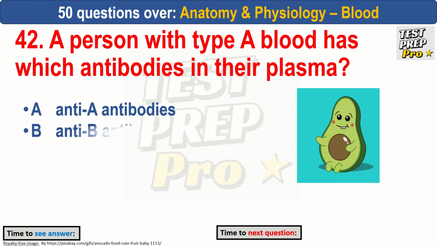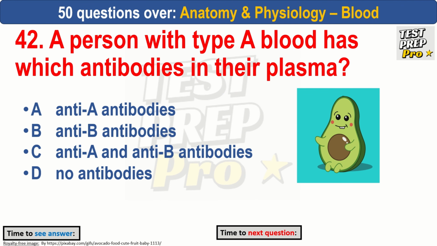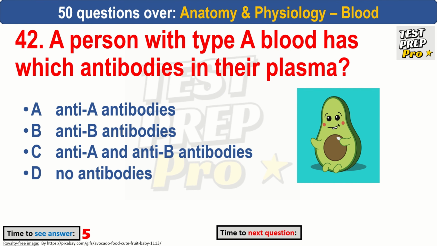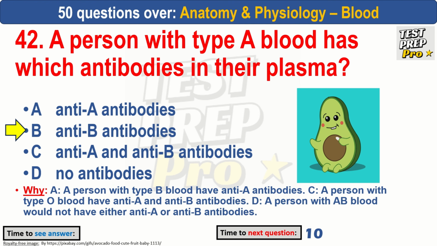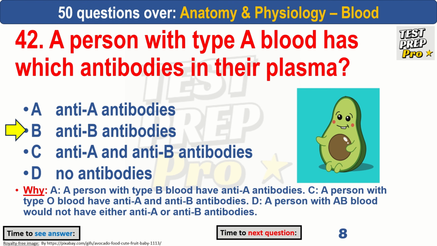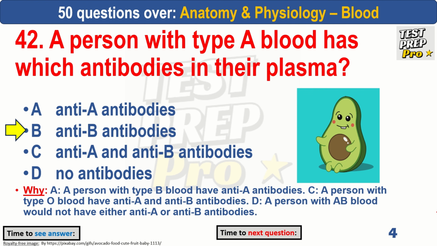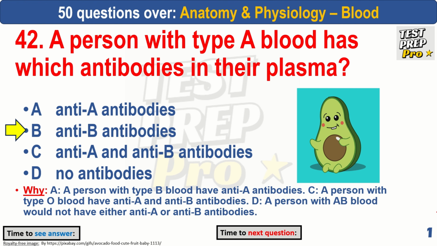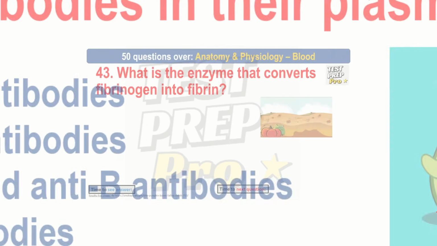A person with type A blood has which antibodies in their plasma? Is it anti-A antibodies? Is it anti-B antibodies? Is it anti-A and anti-B antibodies? Or is it no antibodies? These are really common questions if you're taking an A&P class. It's going to be anti-B antibodies. Because remember, the person has A proteins on the outside of red blood cells, but they have anti-B antibodies. So if you gave this person B blood, they would attack it with their antibodies.